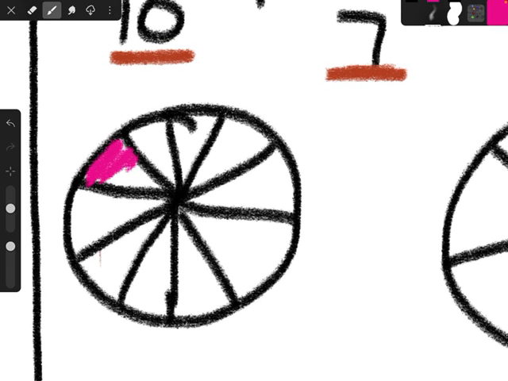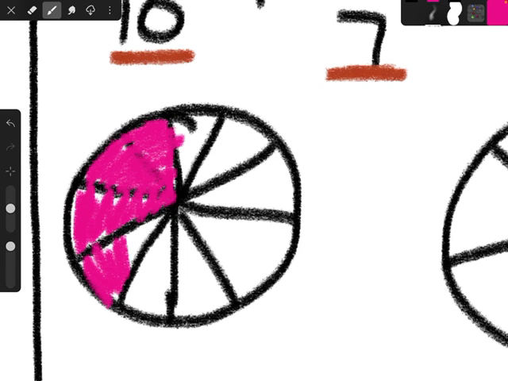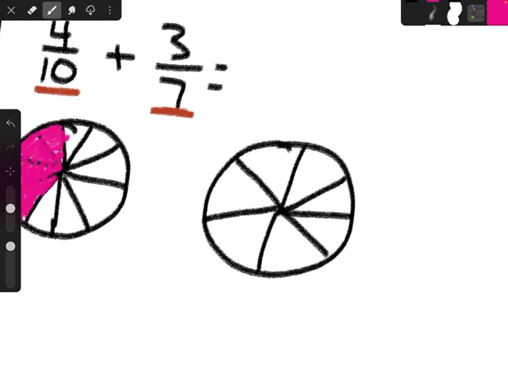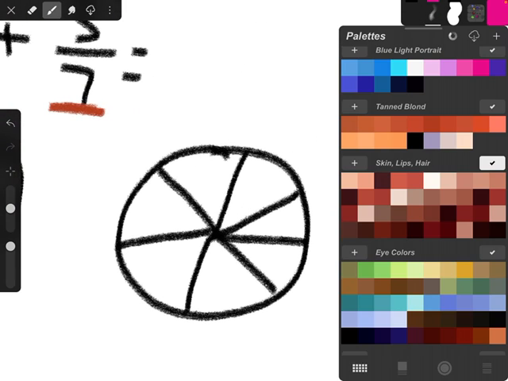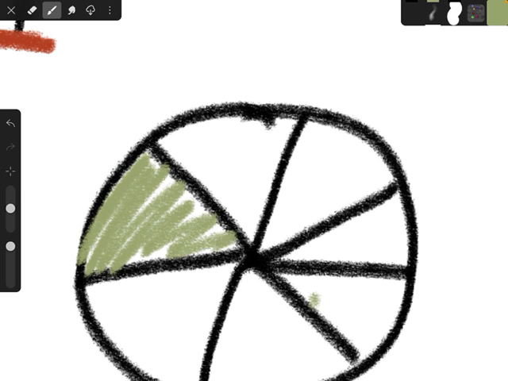So 4 slices need to be shaded over here. 3, 4. And maybe it's better to shade it over here, because sometimes how you shade it matters. Just take that into consideration, okay? So that's 4 slices. Now let's do 7 slices over here. 1, 2, 3.